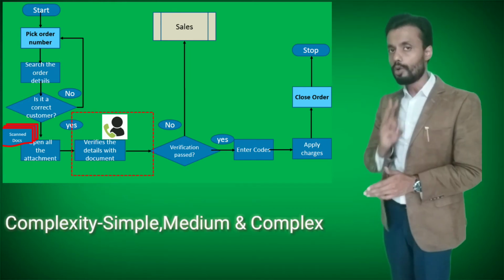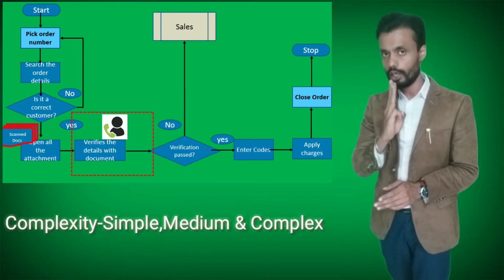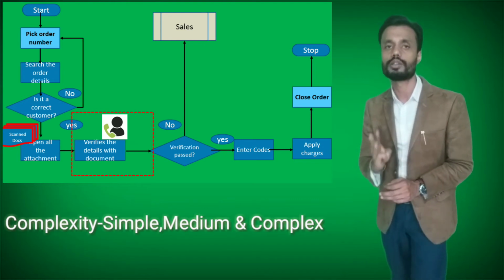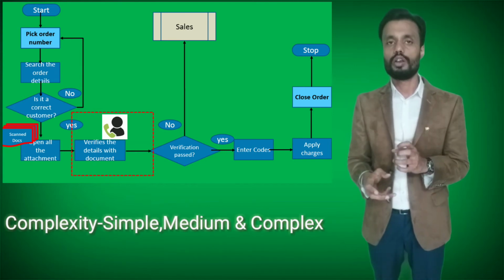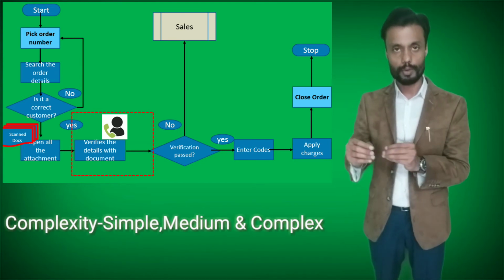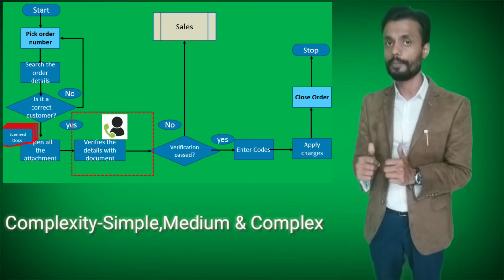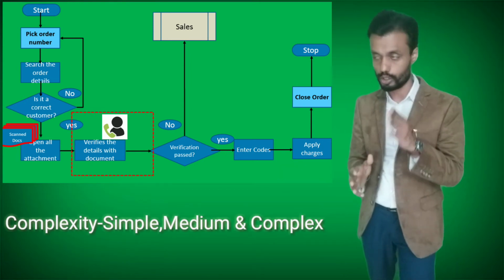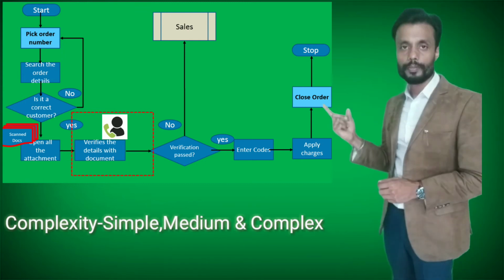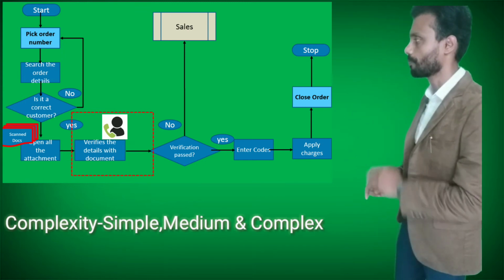Now, there are 3 more important things which we should know during due diligence. That is, what is the complexity level of your automation? Is it simple, medium, or complex? Yes, we discussed this earlier. What should be the complexity level of your automation or of your process? Now, the process which we discussed at the first stage looked pretty simple.